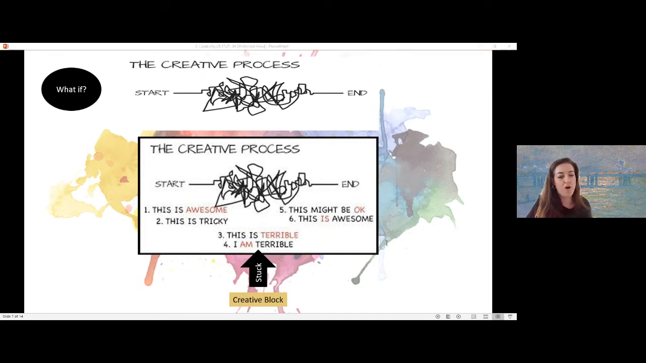3 and step 4, where you feel like you can't get through it, and actually you had an idea but it's not working out and it's a terrible idea and maybe you're not able to do this. And when you get stuck there, that's called a creative block. Next slide, please, Marlene.